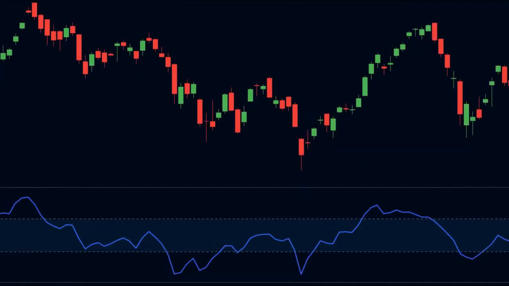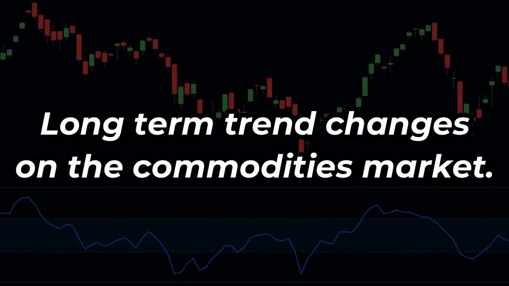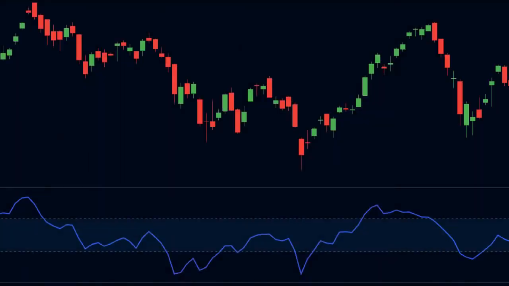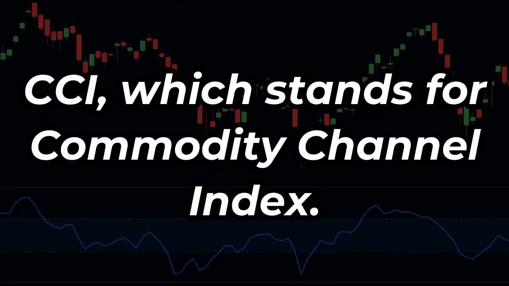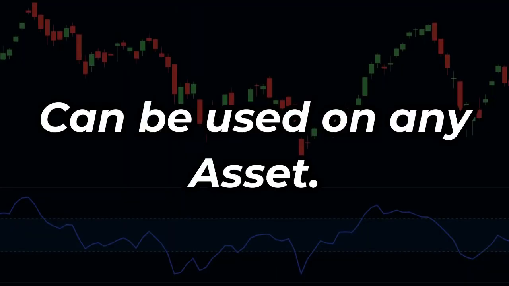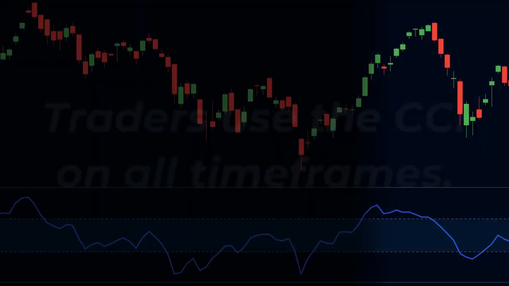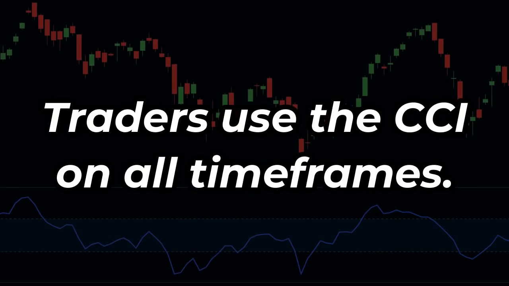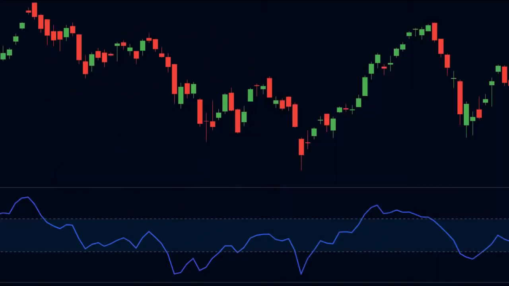The CCI indicator was developed by a technical analyst named Donald Lambert. The indicator was initially developed to spot long-term trend changes on the commodities market. Hence, the name CCI, which stands for Commodity Channel Index. Despite the name, the CCI can be used for any asset and not just commodities. Today, traders use the CCI indicator on all types of timeframes, and not just long-term charts.